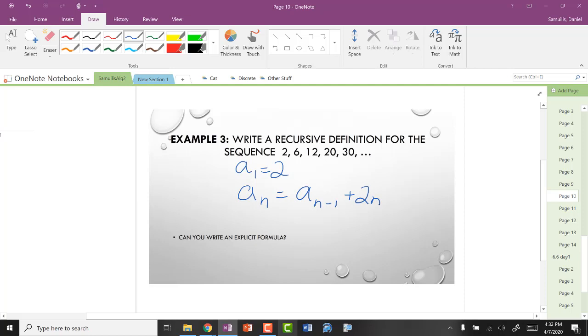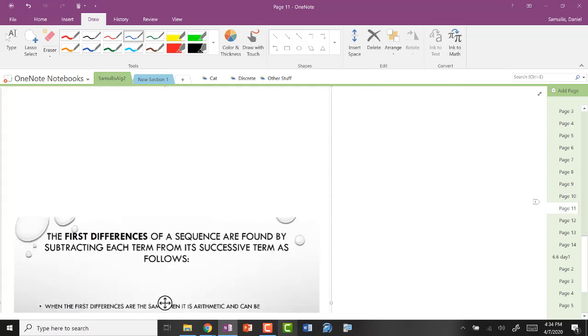Now, we were not able to write an explicit formula for this just yet because there's not a common difference and there's not a common geometric ratio. The way that the pattern works is what's called a higher order difference, and that's where we're moving on to the second part. We're going to write the explicit formula for that, but it has to be in a higher order format.